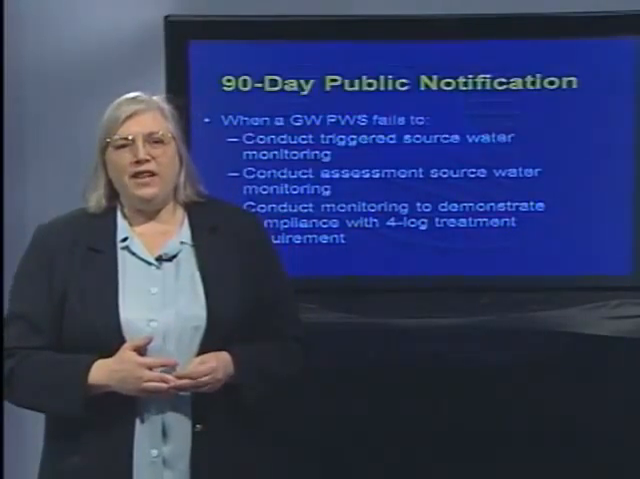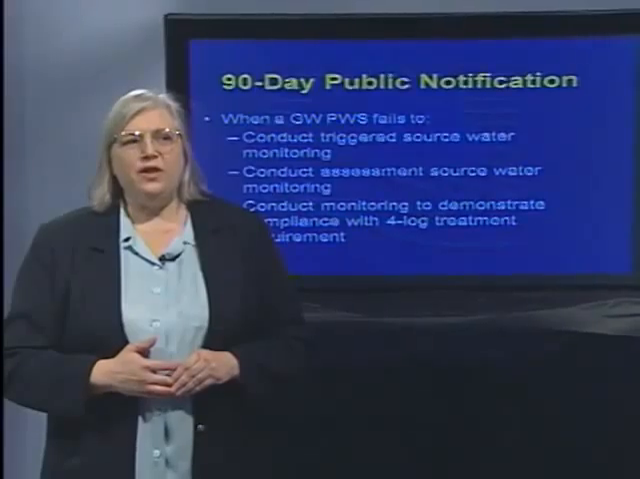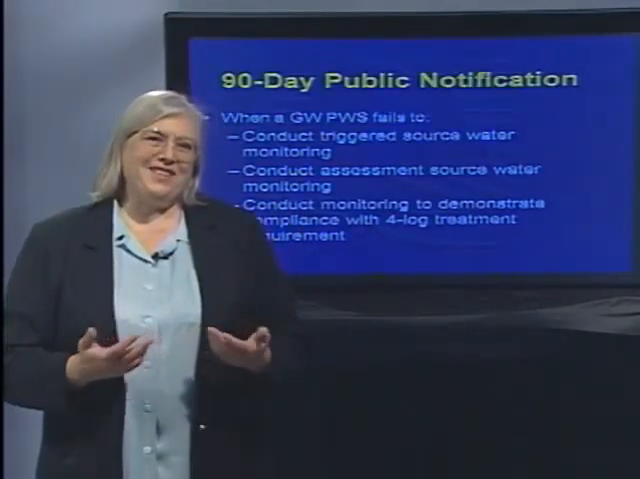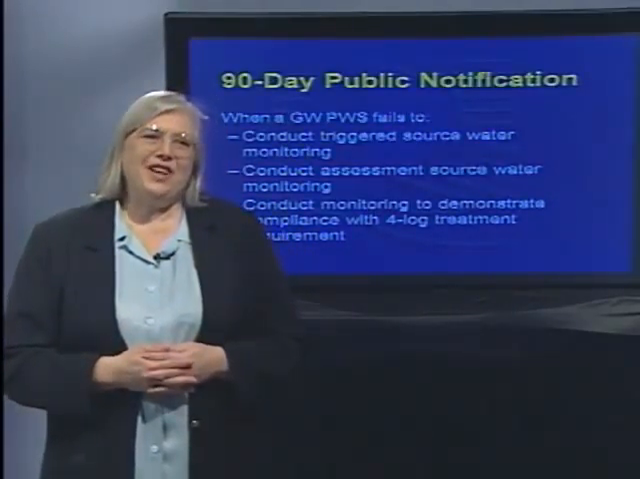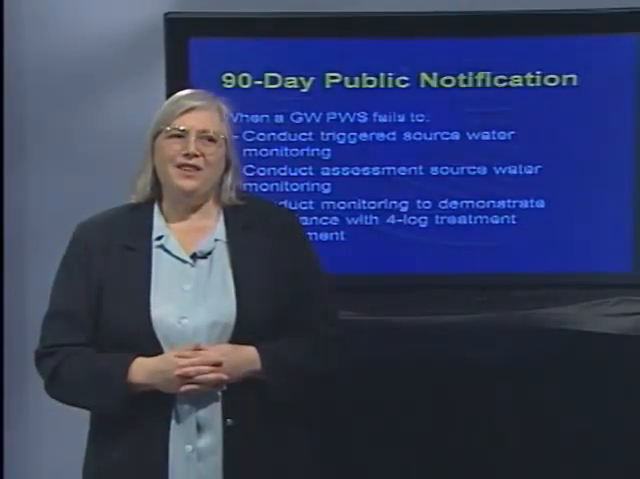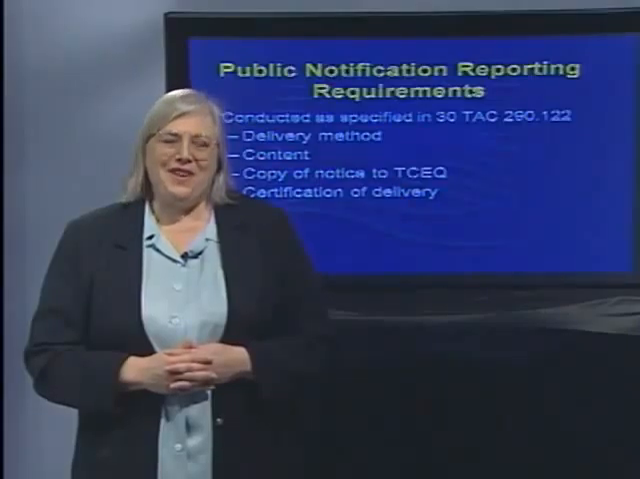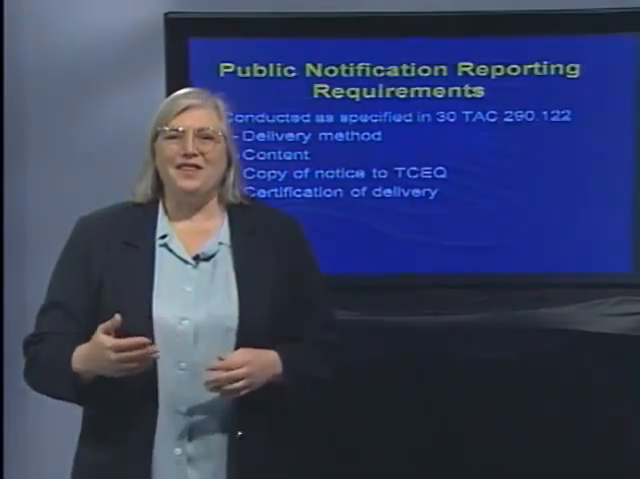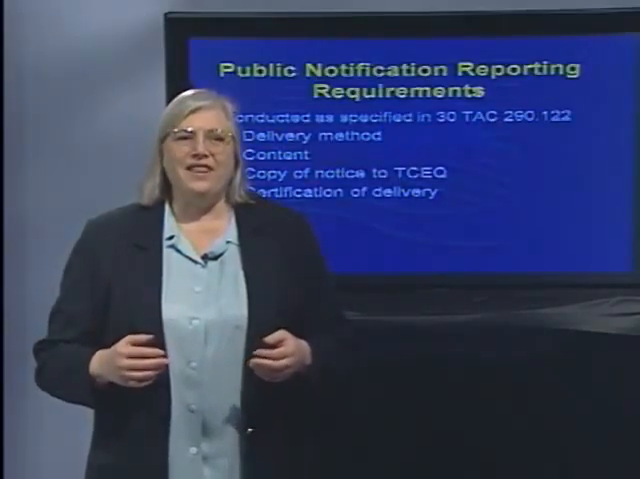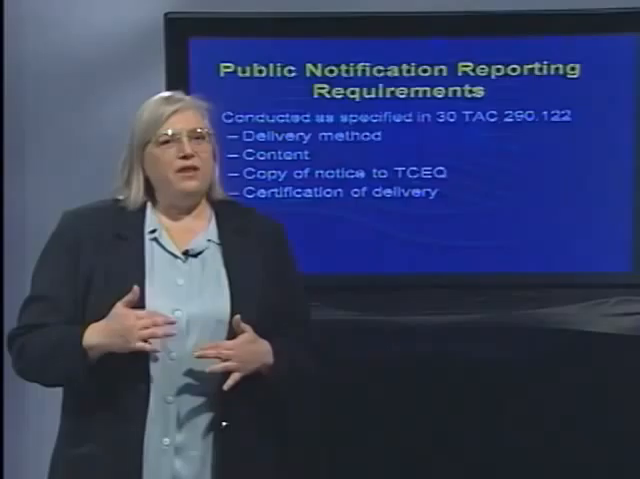So these notifications, all of these for the Texas systems, the specifics of how you do the notification, the type of delivery and stuff, that's all in the 290-122 rules, okay? So the method that you use to notify the public for any of these, the delivery method, the content, and the reporting requirements are all in those rules like they are today. And the delivery method is a little different.